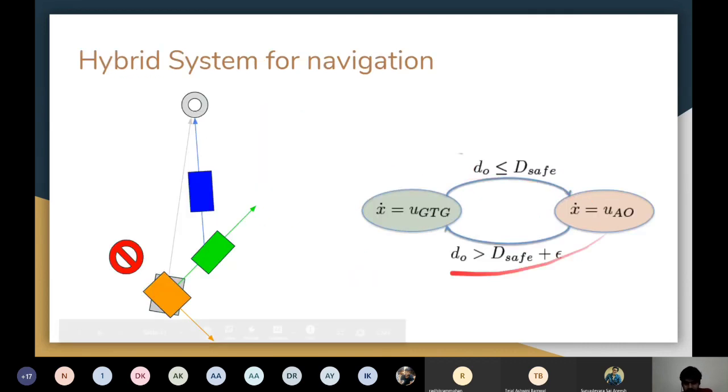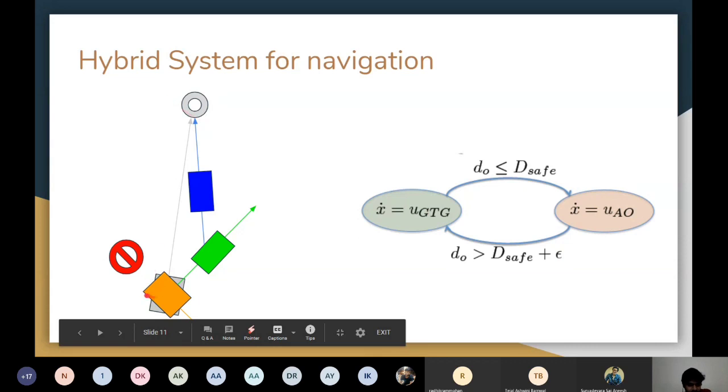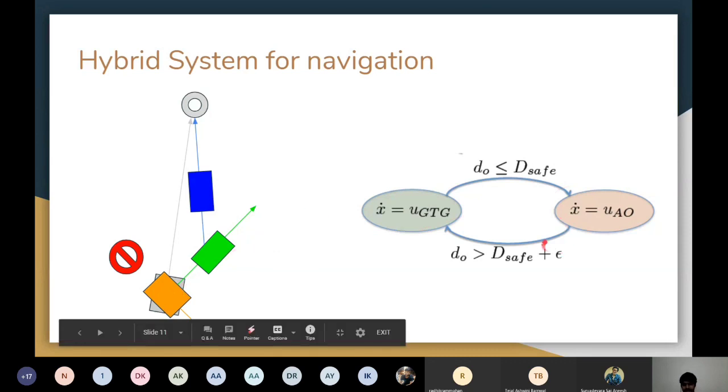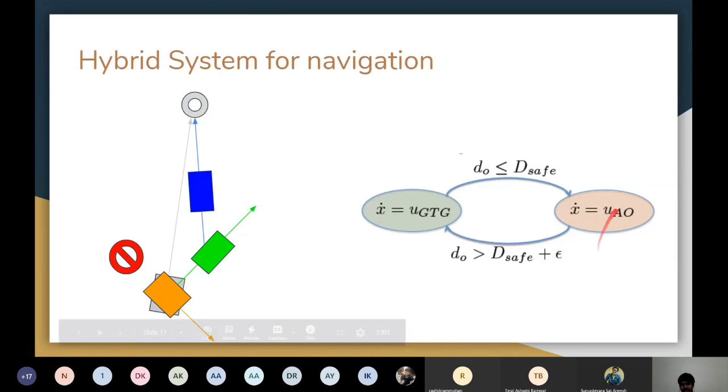Now, talking about it in our context, like whatever we have done so far. Over here, I was using my go-to-goal behavior. That is, I was going straight, but I sensed that the safe distance from the obstacle is less than the desired. So I go to the avoid-obstacle behavior, and I keep avoiding the obstacle until I have made a further safe distance of epsilon. Again, the significance of this epsilon is that I do not want to be switching back and forth between the two behaviors.